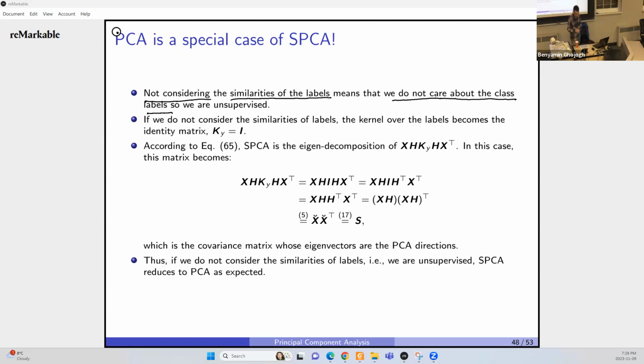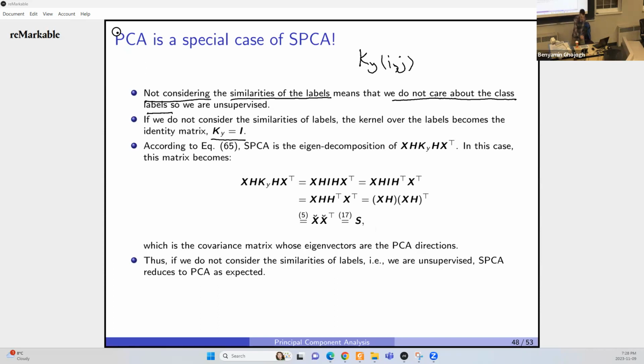So as a result, if I set my kernel over the labels to identity matrix, it means that I'm not considering the similarities of the labels. What is a kernel of KY, kernel over labels? It says the class label of data point 1, for example. What is KYIJ saying? Because KY is a matrix, right? I throw J's column. It's basically saying what is the similarity of the label of ith point and the label of jth point. Agree?